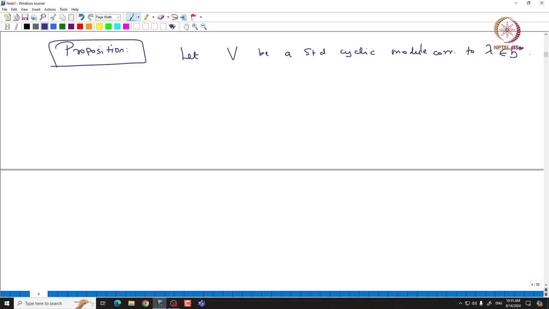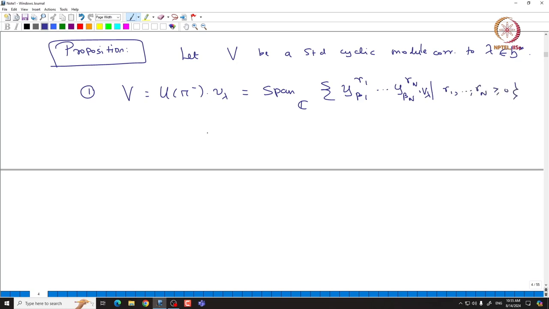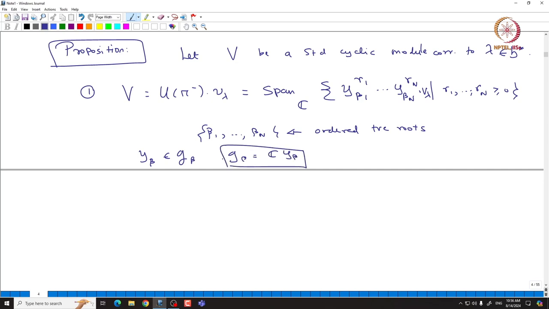Now you can easily see that this capital V has the following property. The first property is that V is spanned by U(n minus) acting on v lambda. If you use the PBW basis, it is exactly equal to the span of y beta 1 to the r 1 through y beta n to the r n applied on v lambda, where r 1 through r n are all non-negative integers. Note that beta 1 through beta n is an ordered tuple of positive roots. That is the notation we have been using, and y beta is a basis element of g beta, so g beta is the span of y beta.